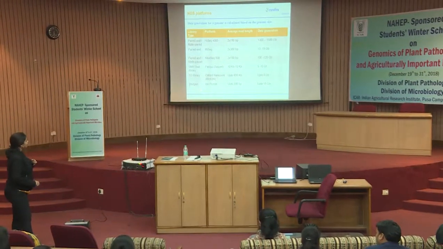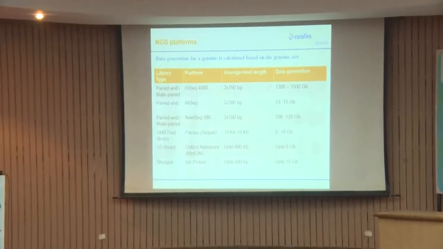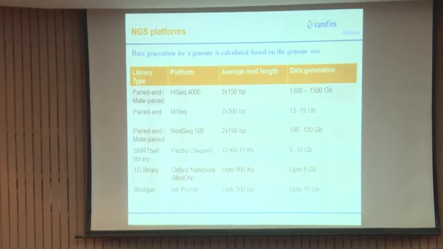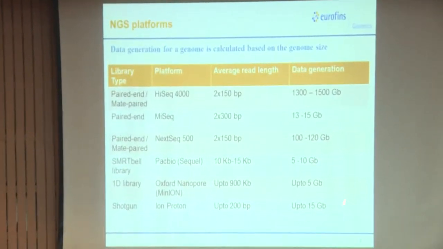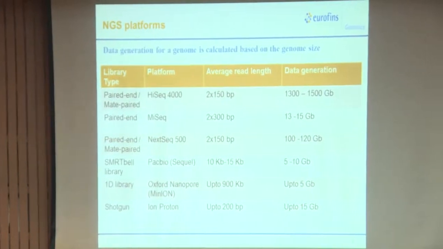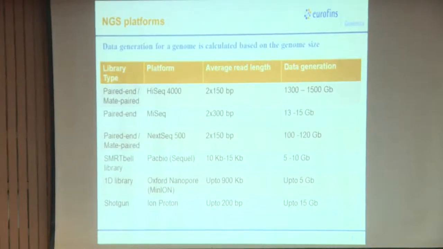We also have a platform called Ion Proton or Ion S5, which is a Thermo-based platform, which gives you around 15 GB in one run, with reads going up to 200 base pair. But this is mainly for very small genomes. So if you're doing bacteria or something, and if you have the setup, you can go for this platform as well. But the main players in the market are Illumina and PacBio.